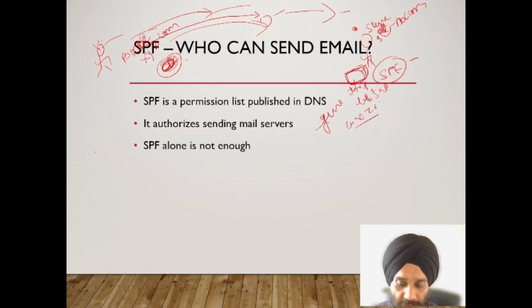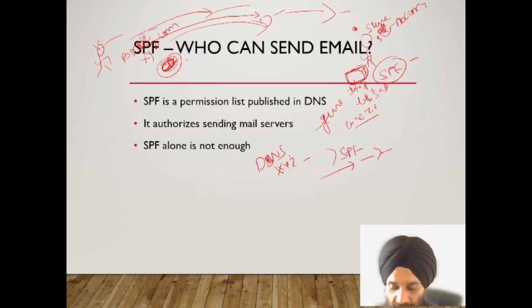It will go to the DNS of xyz.com and check the SPF record. If it does exist, and the IP address is mentioned there, say 1.1.1.1, and this IP address is also mentioned here, 1.1.1.1, both match, so it will let you in and the email will enter the system.